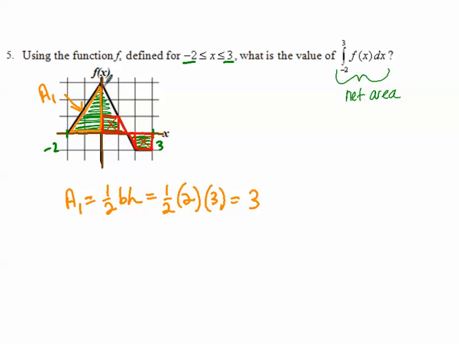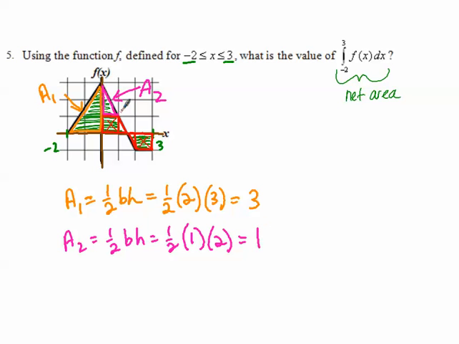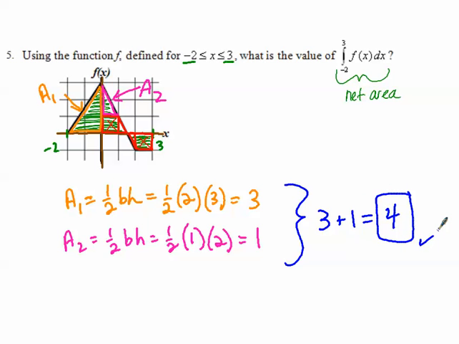And then this little region in here is one triangle, so let's call that area 2. Again, a triangle, 1/2 times base times height, so 1/2, the base is 1, the height is 2. That gives us an area of 1. Both of those areas being above the x-axis, all we have to do is add those together. So 3 plus 1 for a definite integral of 4, a net area of 4.